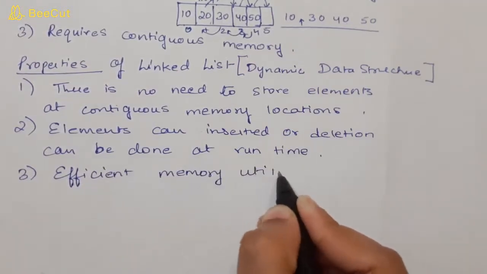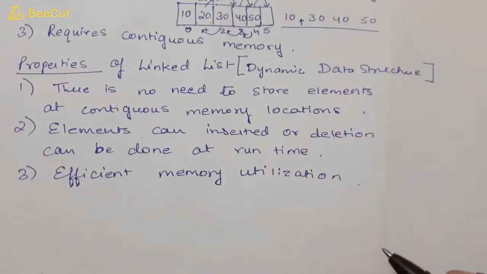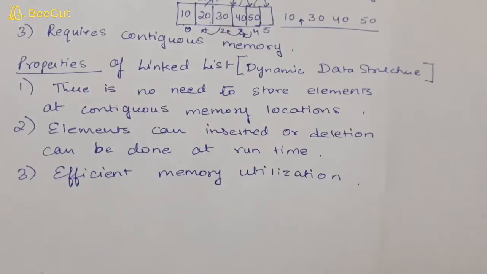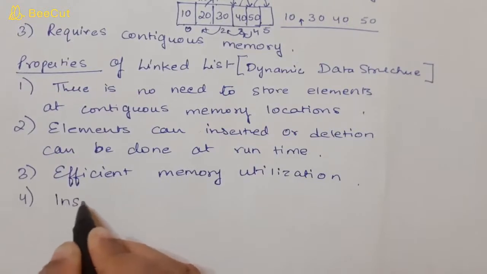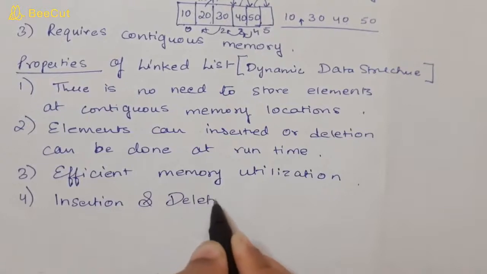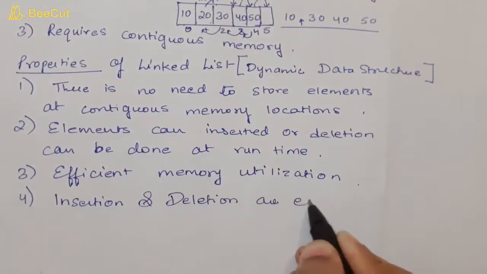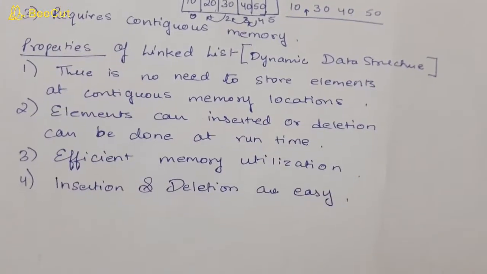Here memory utilization is more efficient because we do not need to pre-allocate memory to insert elements. If you don't need elements, we can deallocate the memory. If you need elements, you can create memory space for those elements. And that's why insertion and deletion are easier as compared to array. So insertion and deletion are easy and efficient. Okay, so these are the properties, the basic concept of linked list.